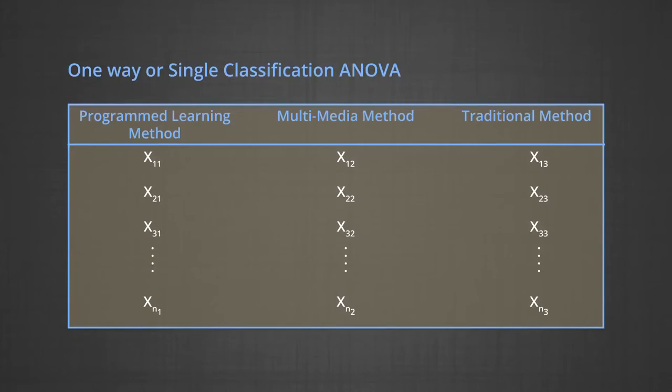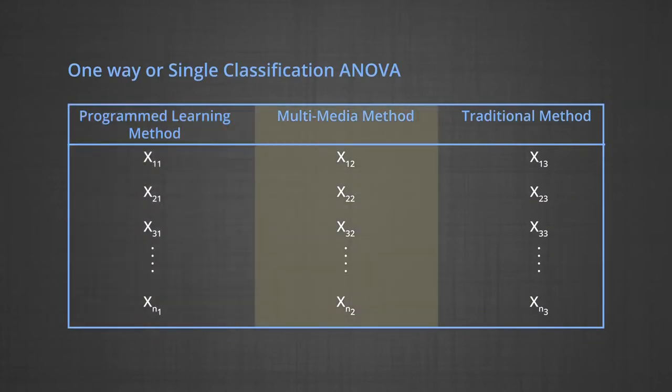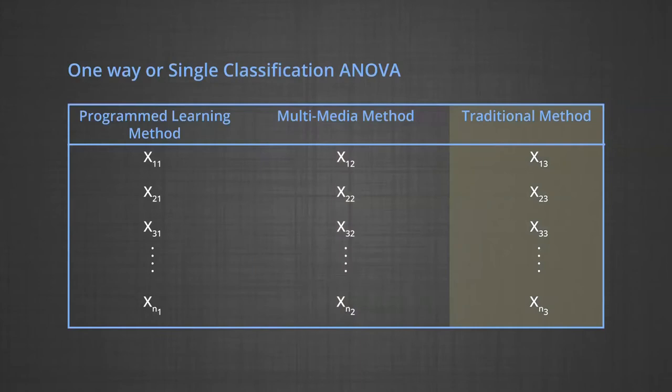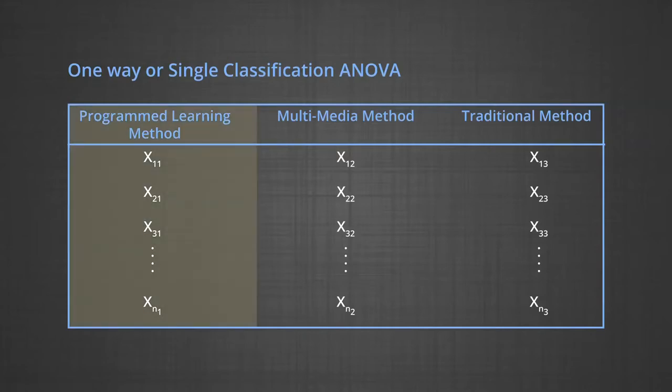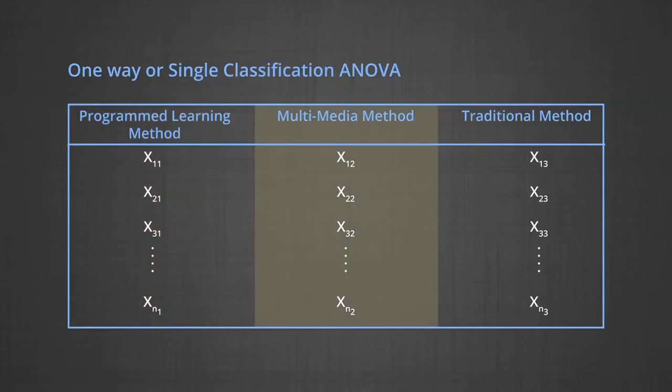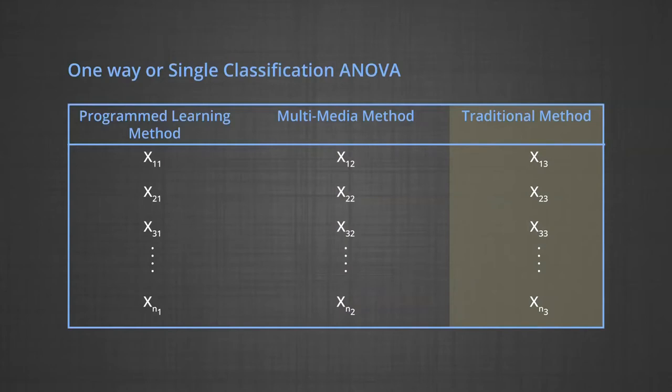It has three columns. The first column is about program running method, and the second is multimedia method. Third one is about traditional method, and we have the Xs with subscripts. Now, under program running method, we have x11, x21, x31, and so on up to xn1. And under multimedia method, we have x12, x22, x32, and up to xn2. Under traditional method, we have x13, x23, x33, and up to xn3.